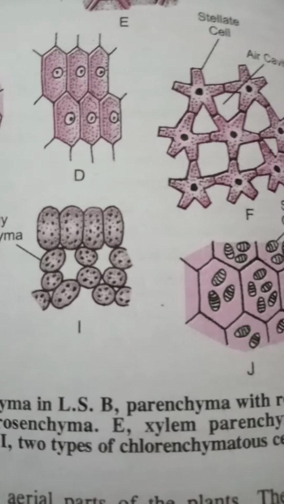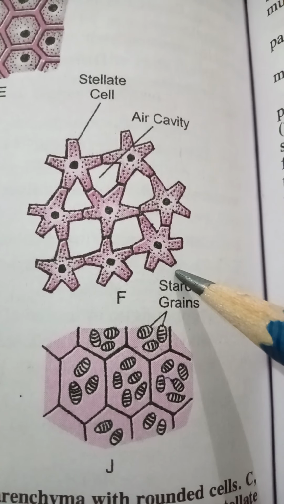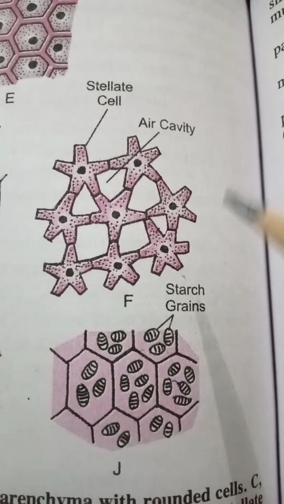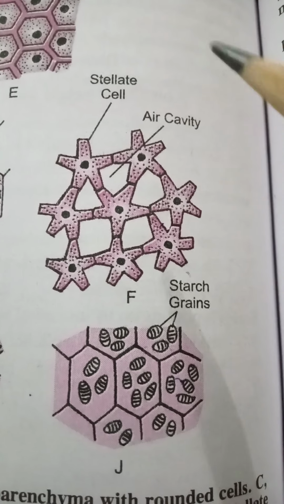Next is the stellate parenchyma. These are actually star shaped. So you see here, these are star-shaped parenchyma cells. They provide lightness and strength and are found in the leaf stalks of basically banana and canna.